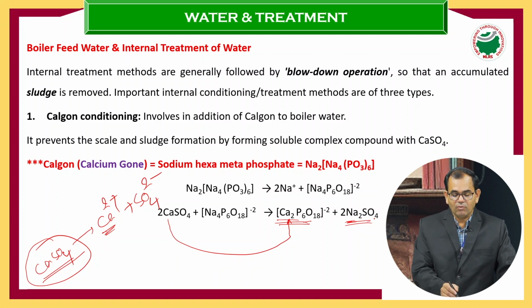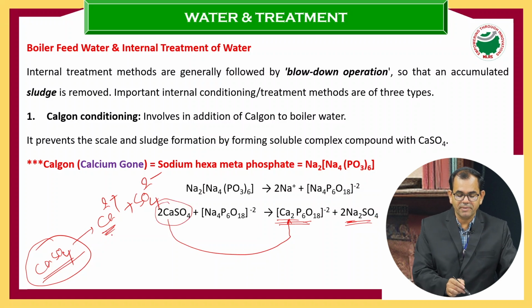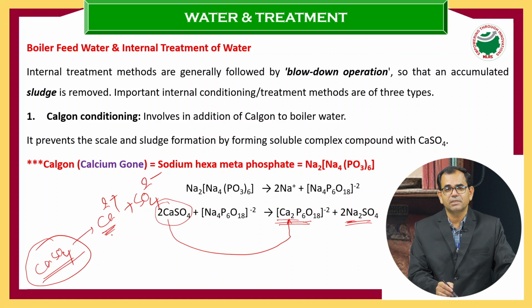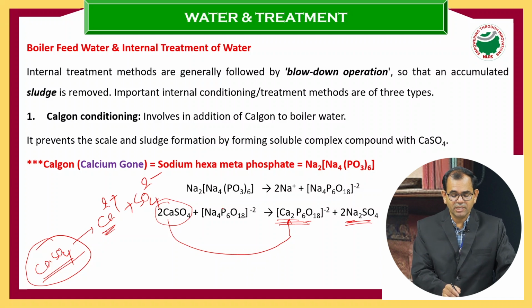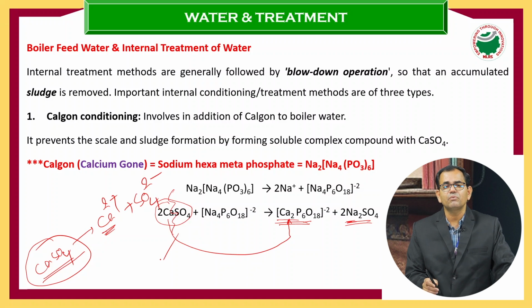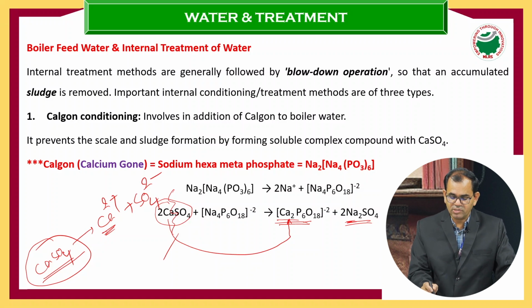Now the main causing salt, calcium sulfate, has ultimately, with the help of the dissociated sodium hexametaphosphate, been removed from the boiler feed water. That means the permanent hardness causing calcium sulfate has been removed. So this is how calgon works.